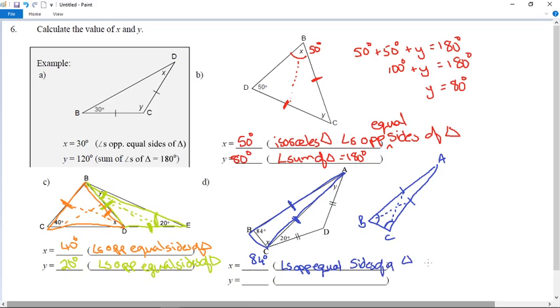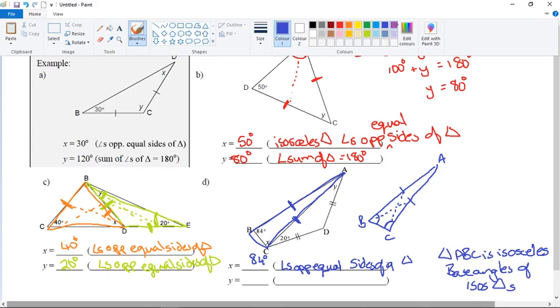For this rule I would also accept if you wrote something like triangle ABC is isosceles, and then you write base angles of isosceles triangles. I'm abbreviating it there because I'm running out of space.